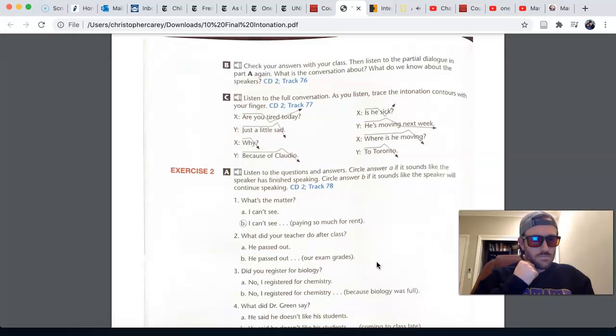So here we have more full thought groups, and you can see the pattern more clearly.